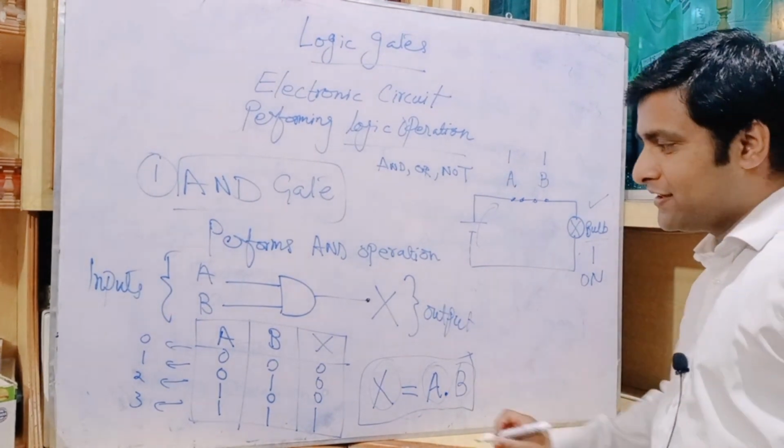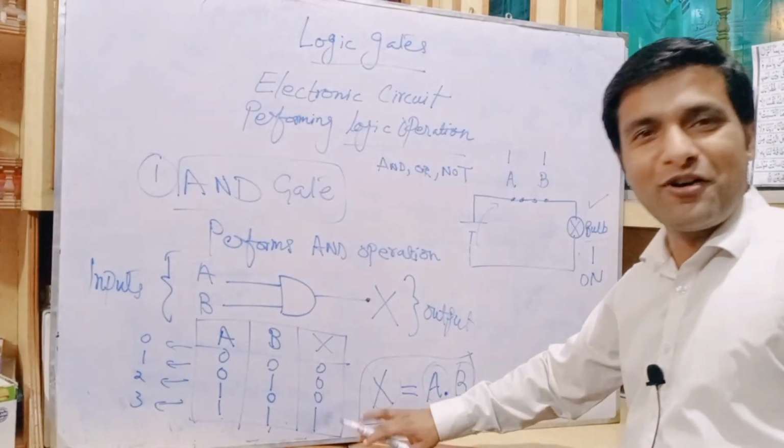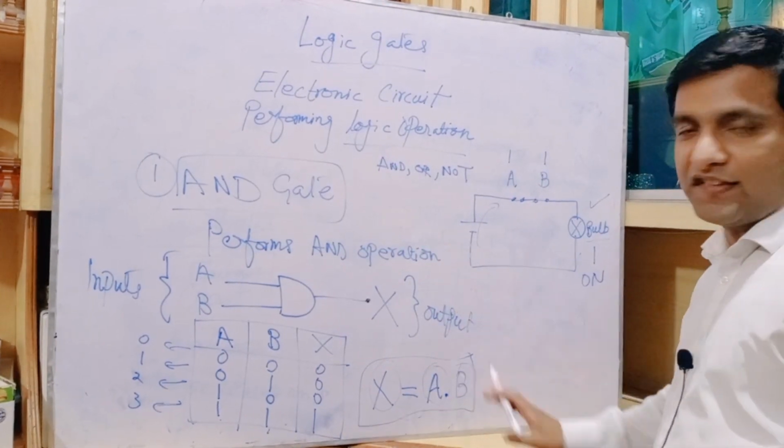All right, you got it? So when both are 1, output is 1. If any input is 0, output is 0. So this is the AND gate.